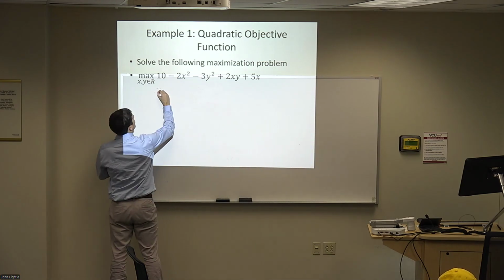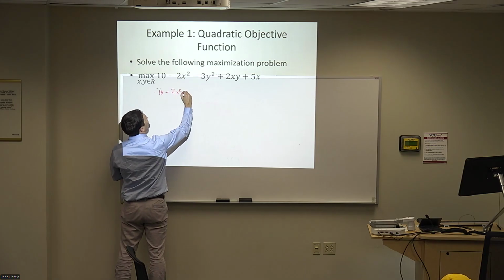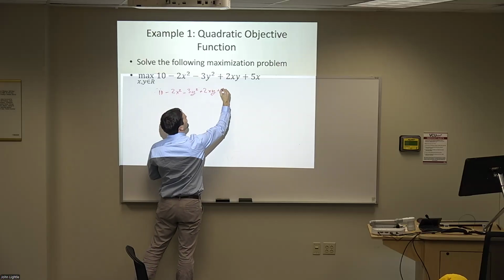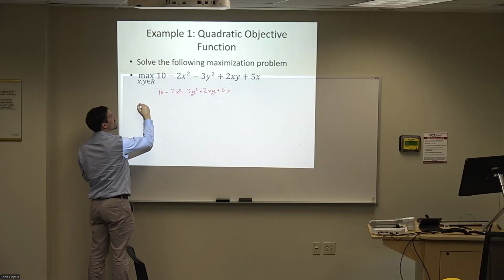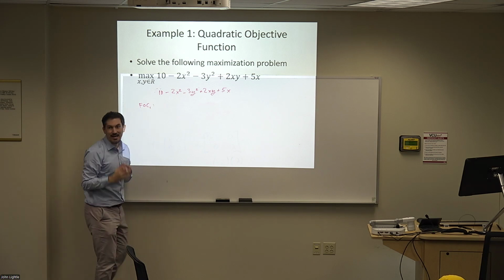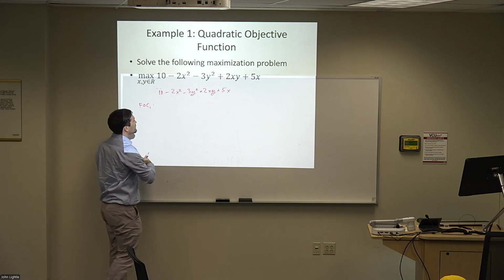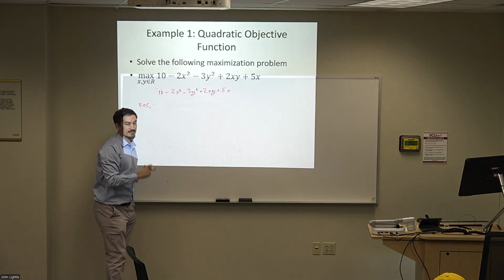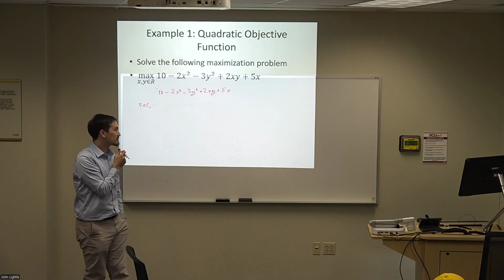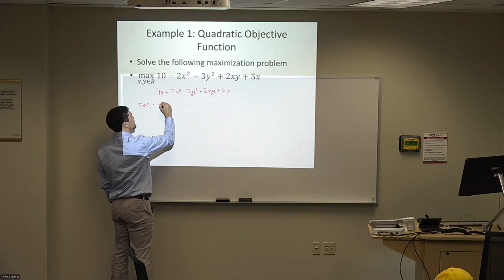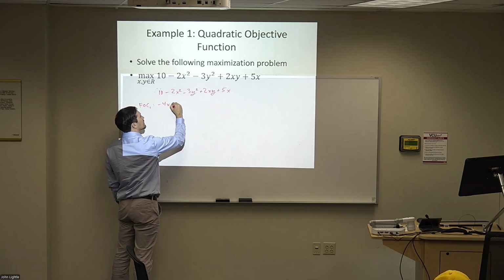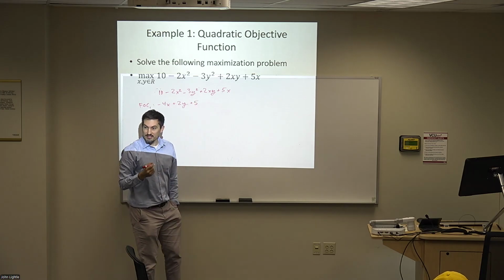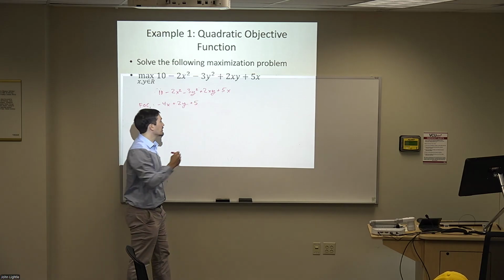I'm gonna rewrite it. 10 minus 2x squared minus 3y squared plus 2xy plus 5x. First thing we do, first order condition number 1, that's the x one. What's the partial derivative of this with respect to x? Okay. Correct? Plus 2y plus 5, very good. Set that equal to 0, right? What do we get?